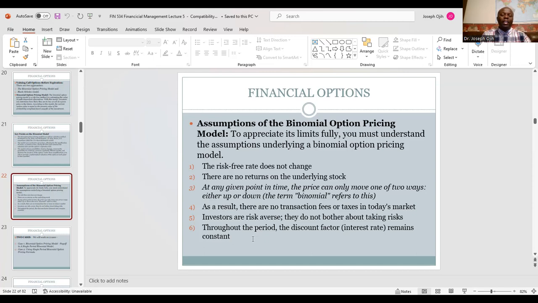The third assumption is that at any point in time, the price can only move in two ways, because it's binomial. Either it is up or it is down. It also assumes that there are no transaction fees or taxes in today's market. And then another important assumption is that investors are risk averse, so they do not bother about the risk. Then the last assumption is that throughout the period, the discount factor or the interest rate remains constant.